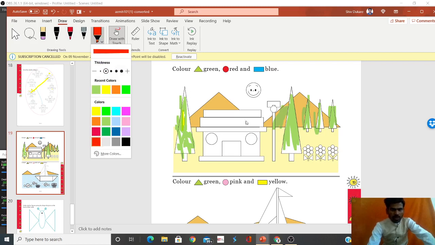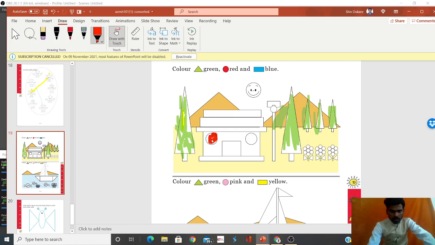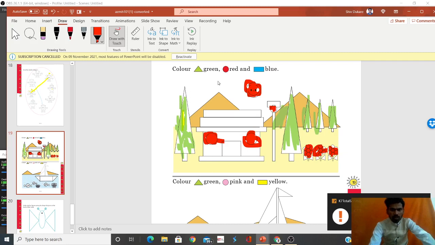I will take red color. Here you can fill red color. Here you can fill red color. Here you can fill red color. Here also fill red color. These are all the circles. All of the circles. Okay.